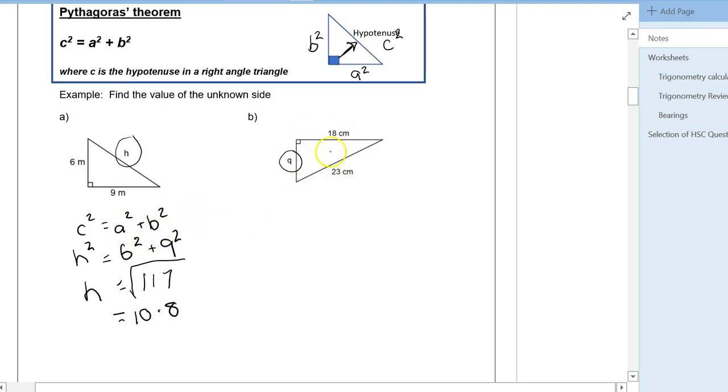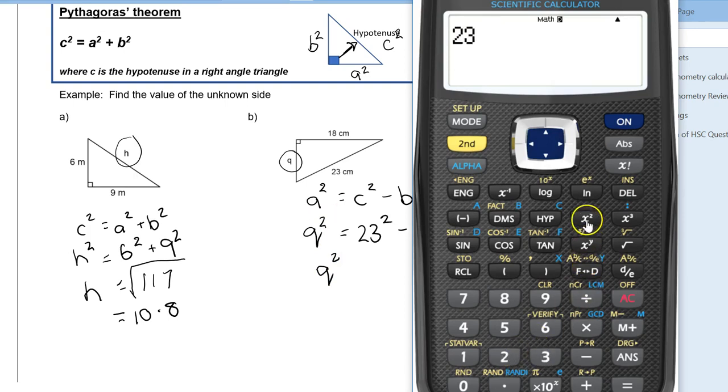Now notice we add the sides here. When we're finding a side that's not the hypotenuse, we subtract. So a squared is c squared minus b squared, or 23 squared minus 18 squared. And it's actually a q. So q squared, let's do 23 squared minus 18 squared, 205.